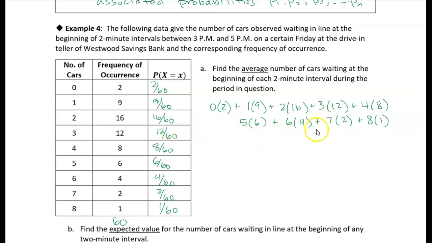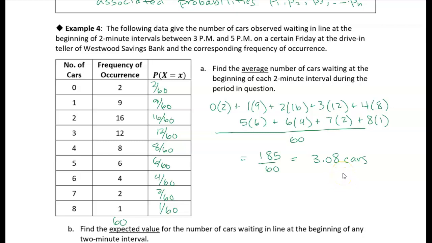So we add that all up, and then we're going to divide all of that by 60. And what do we get? Let's see, I put it in my calculator. I got 185 out of 60, which as a decimal is 3.08 cars. So on average, we had about 3 cars, because you can't have 0.08 of a car. So about 3 cars waiting in line.